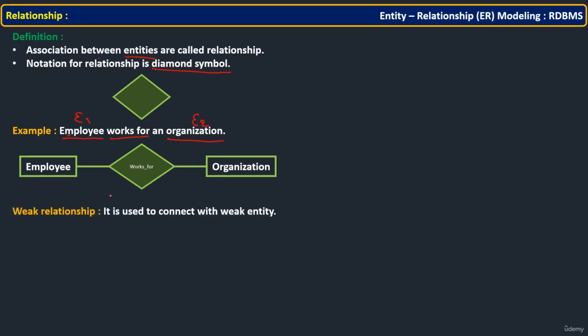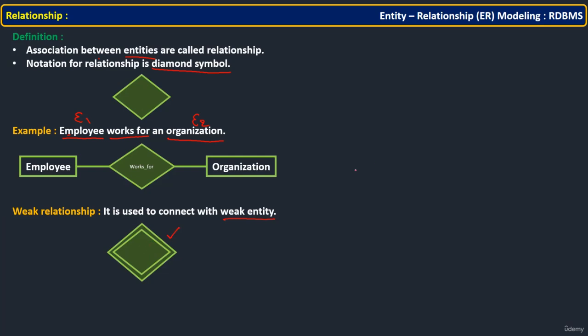Okay. Now, weak relationship. See, weak relationship means it is used to connect with a weak entity. We already discussed strong entity and weak entity. Weak entity means one which doesn't have a key. A candidate key does not exist among all the attributes in that particular entity. Then that is going to become a weak entity. That is what we discussed already. Now, if you have a weak entity, then the relationship is also going to become a weak relationship. So that we are going to represent with the double diamond, a double outlined diamond.